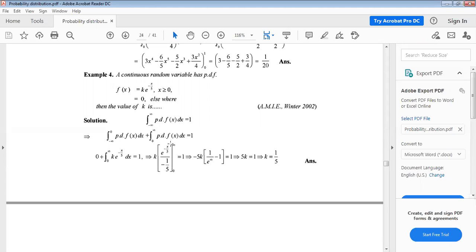Then putting the limit within the bracket. Now putting upper limit infinity for x, then we get e to the power minus infinity. E to the power minus infinity is what? 1 by infinity, 1 by e to the power infinity. But e to the power infinity is what? Infinity. So 1 by infinity will be what? 0. This is why we get the value k equals 1 by 5.